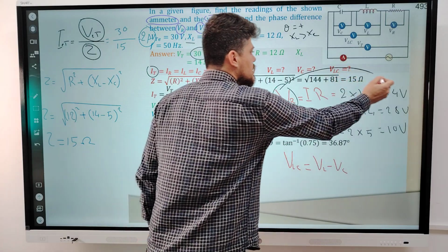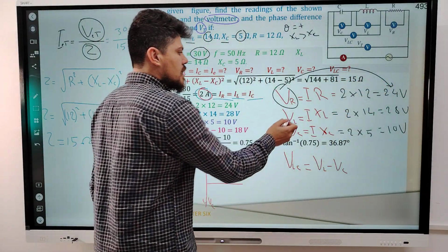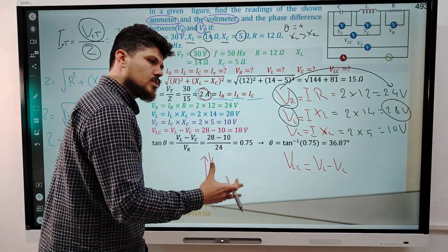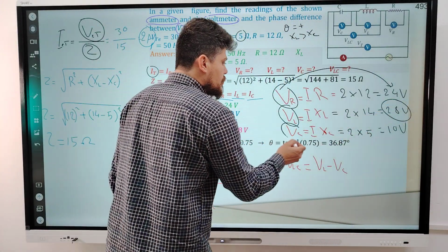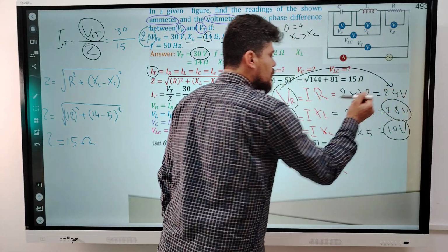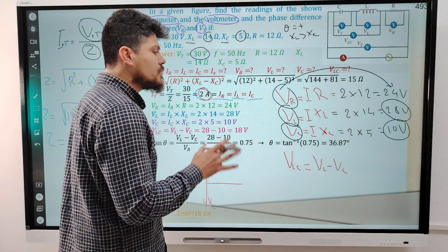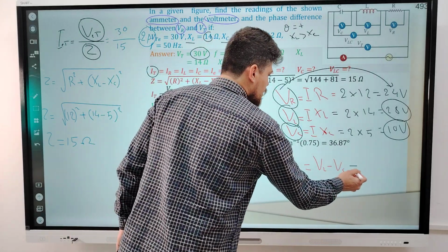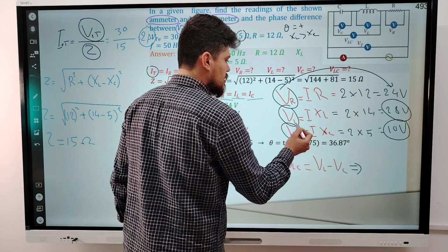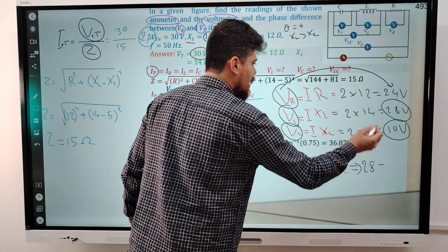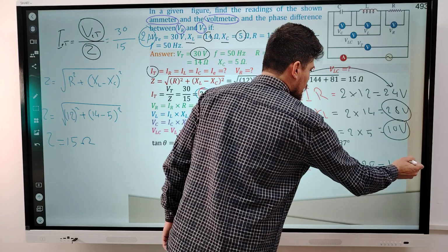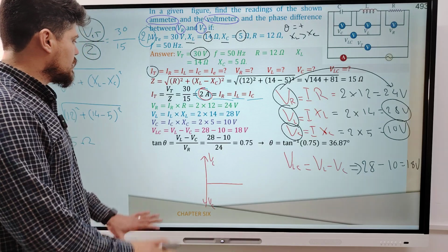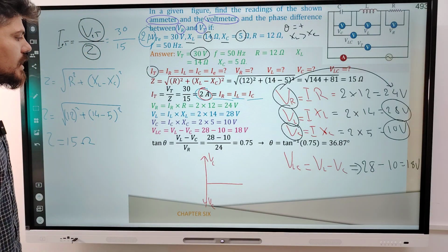Potential difference across resistance, 24 volt. Drop it. Potential difference across inductance, 28 volt. Also drop it, as I told you. Potential difference across capacitance was 10 volt. What about VLC? Potential difference across inductance and capacitance together. VL, we found it. 28 minus 10 is equal to 18 volt. Okay? So we found all the unknown things, only the angle.